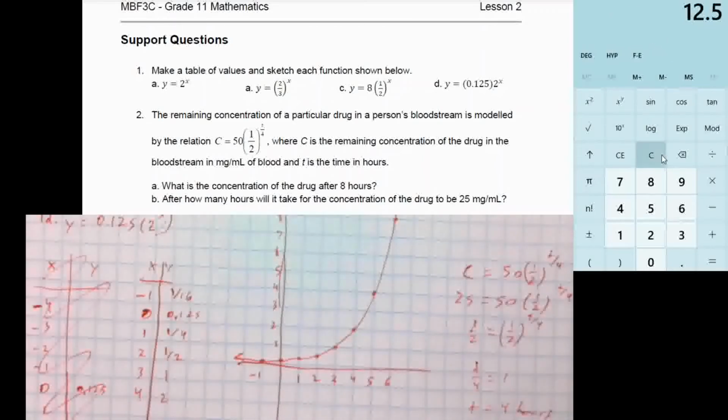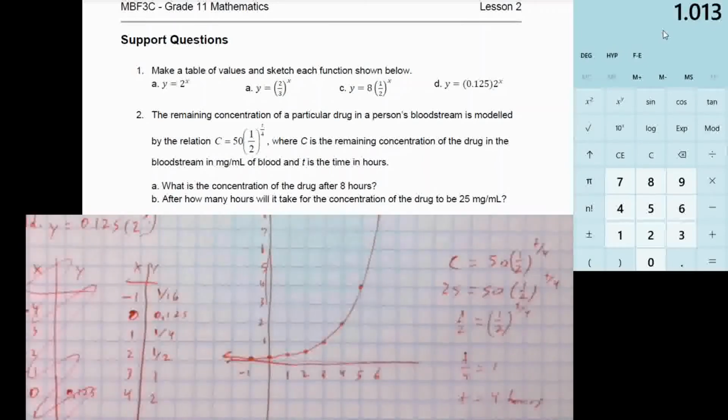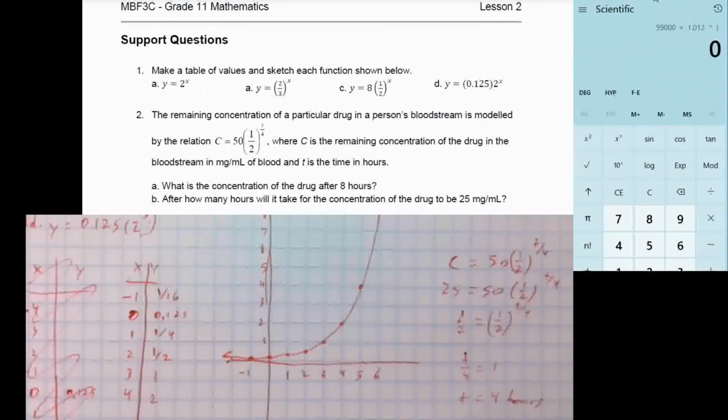Now for question 3, I can just do it on the calculator. It says that I have a population of 59,000. I'm increasing by 13%. The first part says, what is the initial population and what does it represent? So the initial population would be 59,000, and that represents the population in the year 2011.